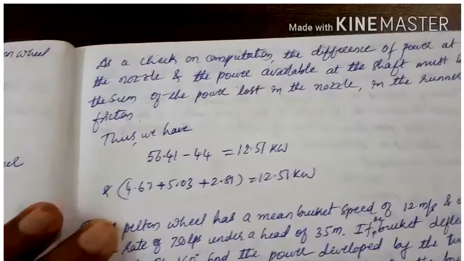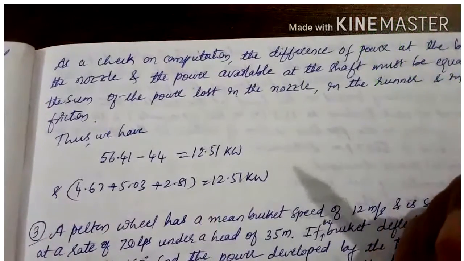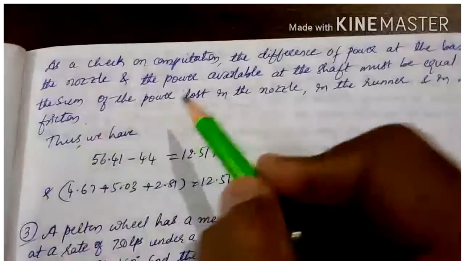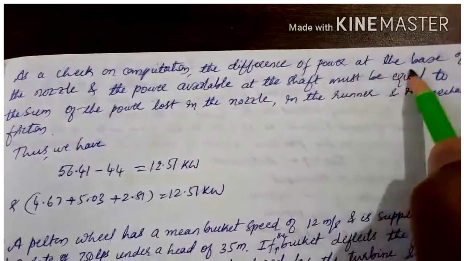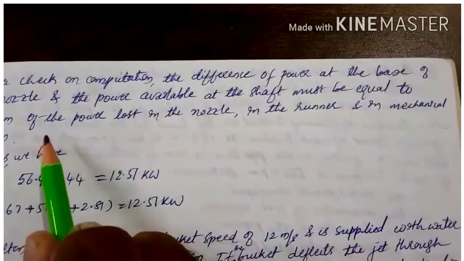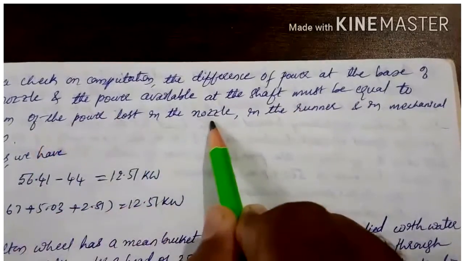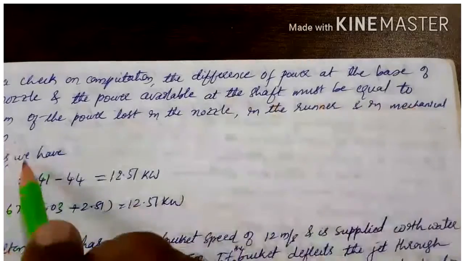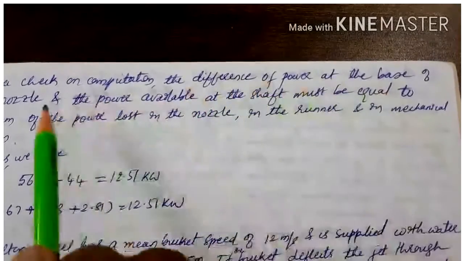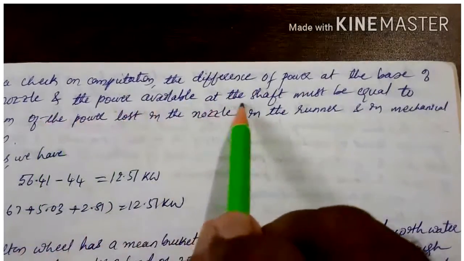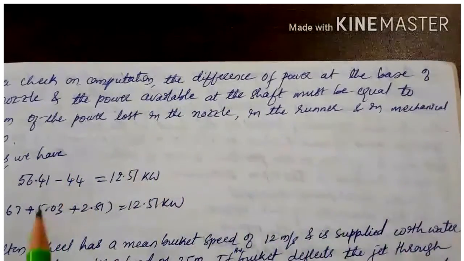Then the next will be a check on computation. We have calculated all the power lost. If you want to do the check, as a check on the computation, the difference of power at the base of the nozzle and the power available at the shaft must be equal to the sum of the power lost in the nozzle, in the runner and in the mechanical friction. I'll repeat, as a check on computation, the difference of power at the base of the nozzle and the power available at the shaft must be equal to the sum of the power lost in the nozzle, in the runner and in the mechanical friction.